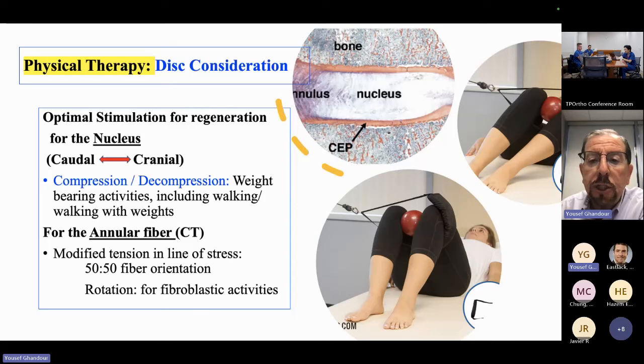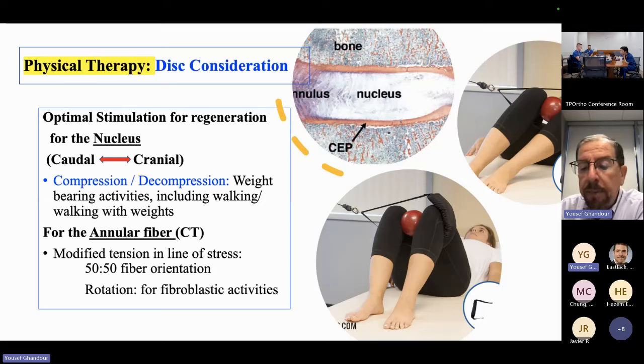So we do rotation. If you see in this picture, where the strap and the red ball are between the knees, we ask the patient to move their knees bilaterally to one side, but while looking at the ASIS. Once the ASIS starts moving, then we are addressing the L4-5, L5-S1 to modify tension, to stimulate the annular fiber with a modified tension line of stress to get more fibroblastic activity to make the ligamentous structure a little bit thicker.